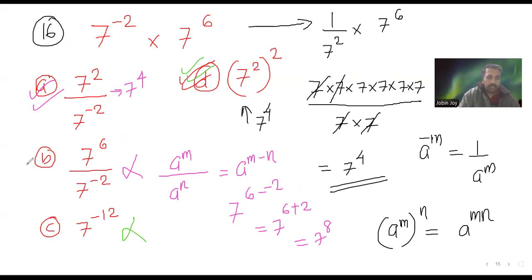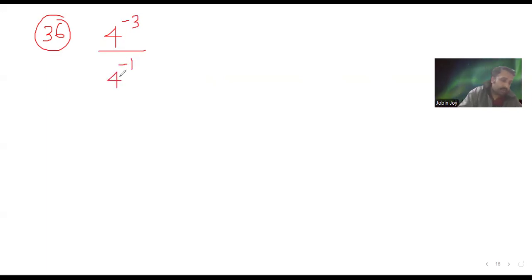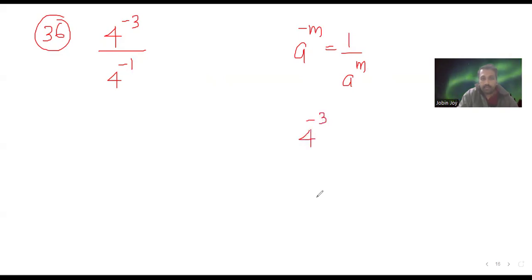Question number 36 is, which expressions are equivalent to 4 raised to minus 3 divided by 4 raised to minus 1. Again, we will apply the law a raised to minus m equals 1 by a raised to m. So we have two terms. One is 4 raised to minus 3 and another one is 1 divided by 4 raised to minus 1, because 4 raised to minus 3 is in the numerator and 4 raised to minus 1 is in the denominator.